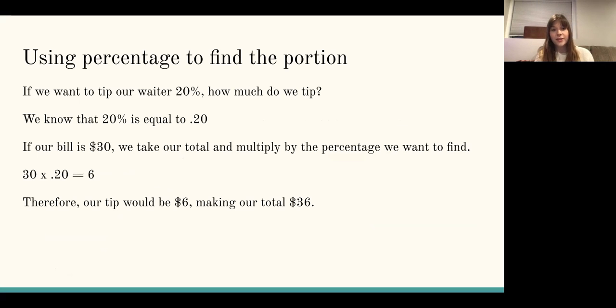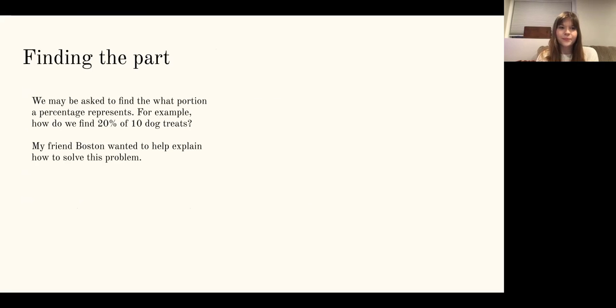We can also use percentage to find a portion. So if we go to a restaurant, we may need to leave a tip. So we know that 20% is equal to 0.20. If our bill is $30, we can take our total and multiply it by the percentage that we want to find. So 30 times 0.20 is $6. So our total is $36.